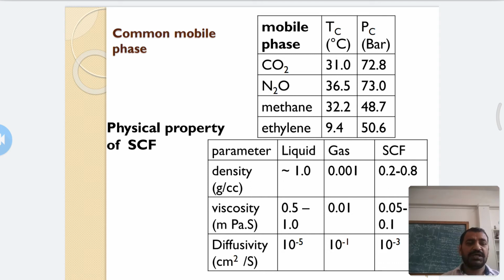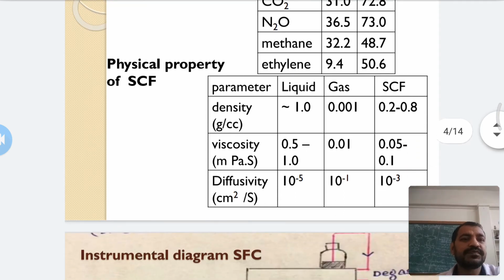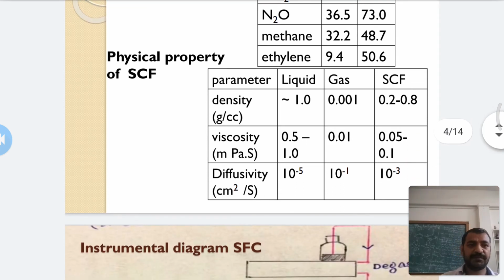Next is the physical properties of supercritical fluids. The first parameter is density, then viscosity, then diffusivity. First is density: the density of a supercritical fluid such as carbon dioxide is similar to the liquid phase.